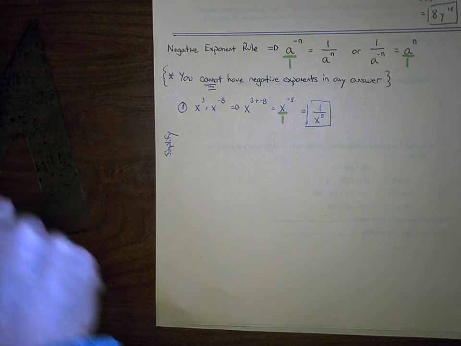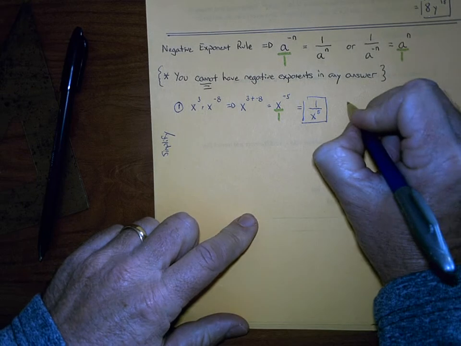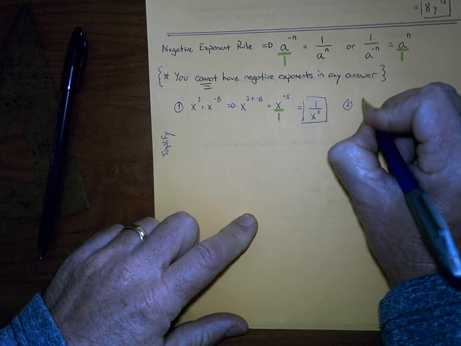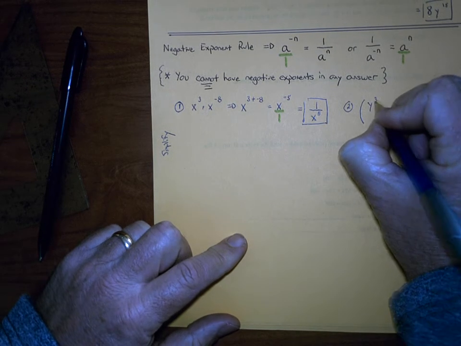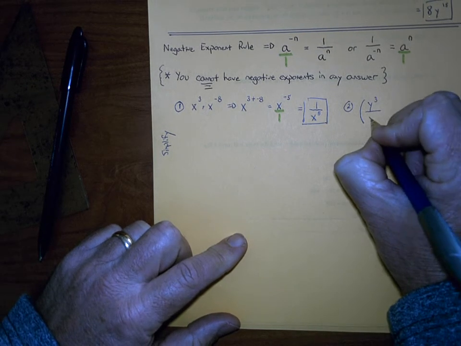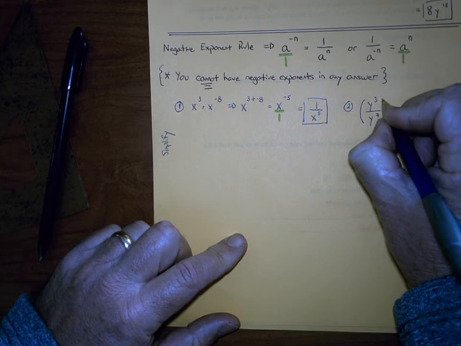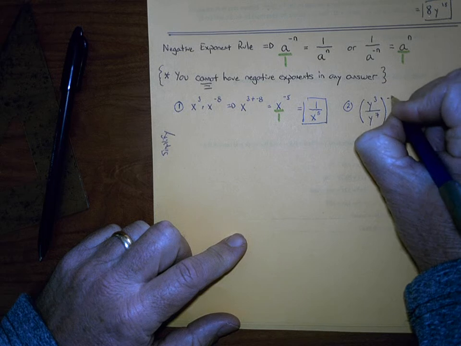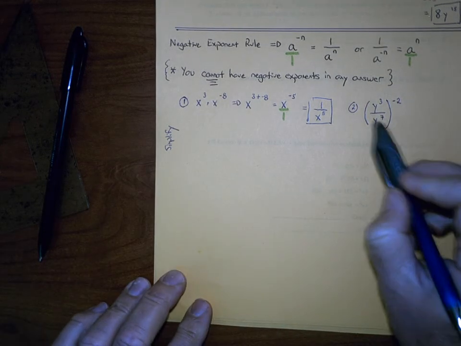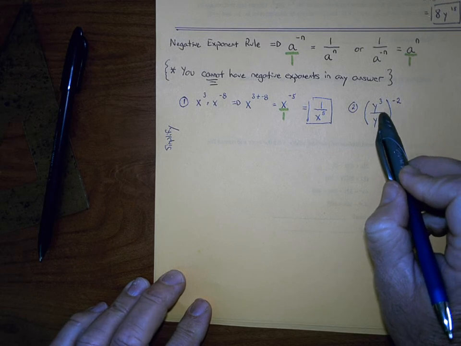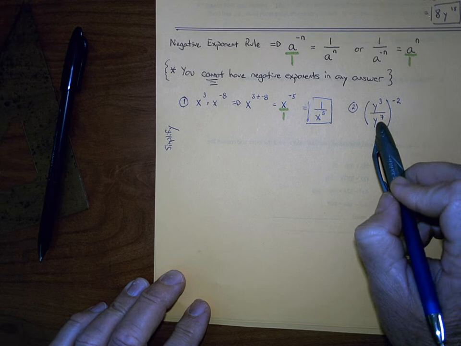Okay. Another example that you may or may not see would be what happens if you have, let's say, y to the 3rd power divided by y to the 7th power. It's all in parentheses, and then outside the parentheses is a negative 2 power. So in this problem, we have 2 rules going on. We have division going on, so we're going to have to use the quotient rule of exponents, and then we have powers to a power.